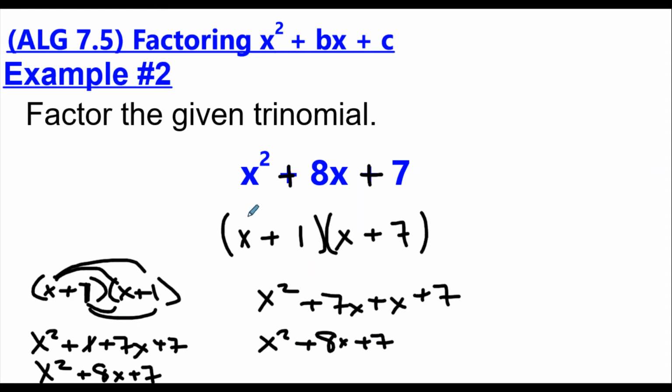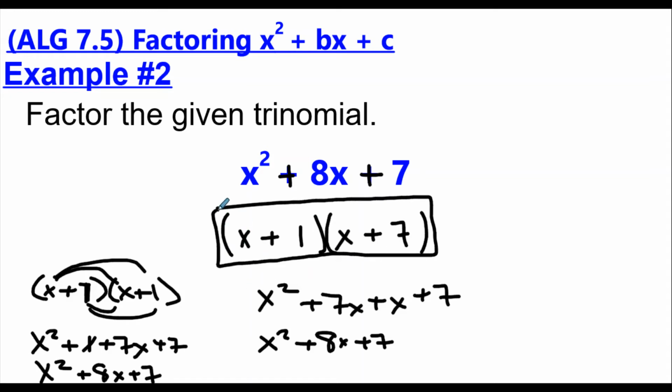And that's really back to the commutative property of multiplication. It says it doesn't matter what order you multiply in. If I put x plus 1 times the quantity x plus 7 or x plus 7 times the quantity x plus 1, I should get the same result, and sure enough, I do. So either one of those are acceptable answers. So there we go. That is the factored form of that trinomial.